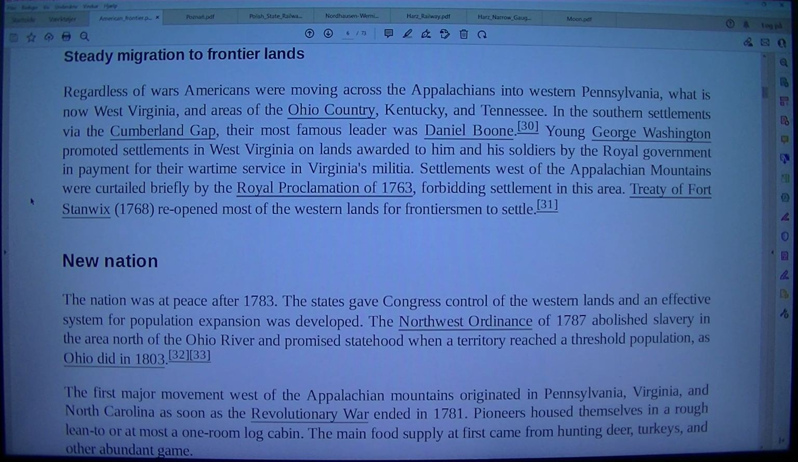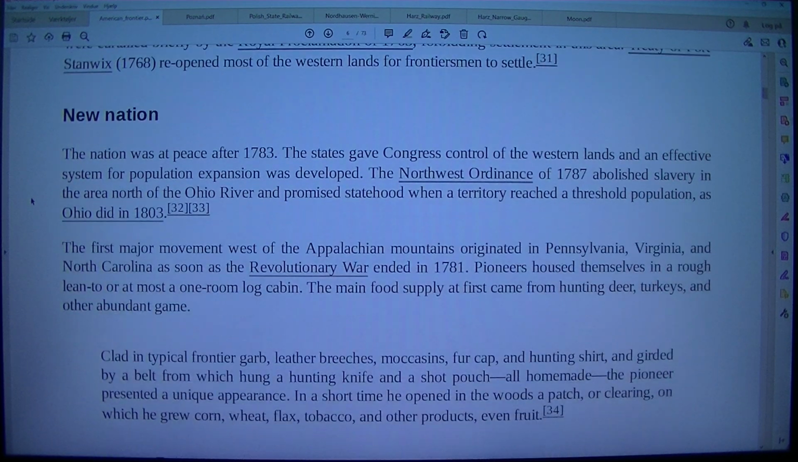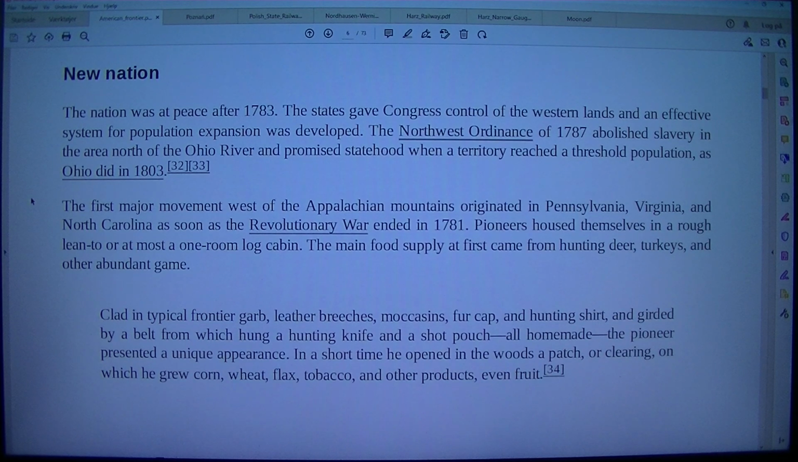New Nation. The nation was at peace after 1783. The states gave Congress control of the western lands and an effective system for population expansion was developed. The Northwest Ordinance of 1787 abolished slavery in the area north of the Ohio River and promised statehood when a territory reached a threshold population, as Ohio did in 1803.